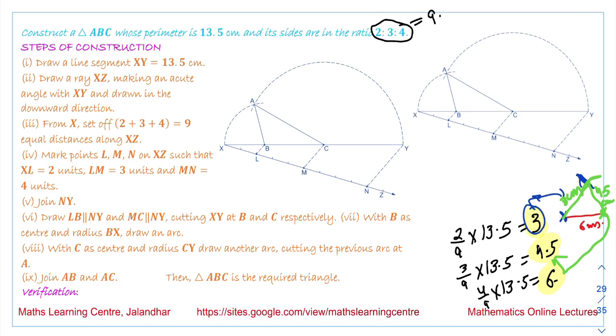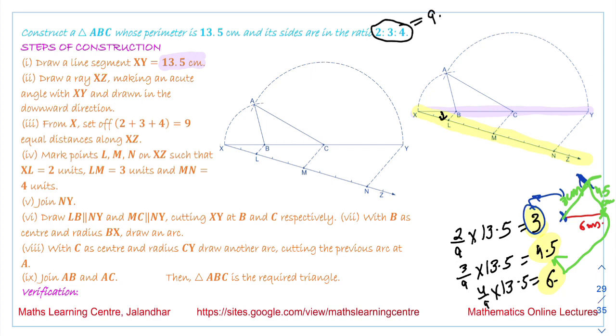Now we will learn another method to see how we can draw this triangle. The first thing we do is draw a line, this line XY, and the length of this line is 13.5 centimeters. Next we draw a ray XZ at some angle on this line. This ray XZ we have drawn in the downward direction, at some acute angle.